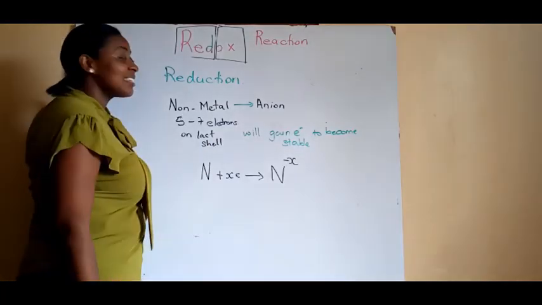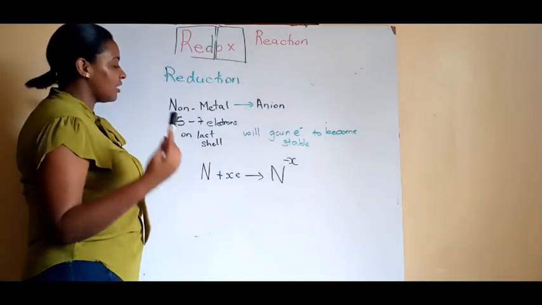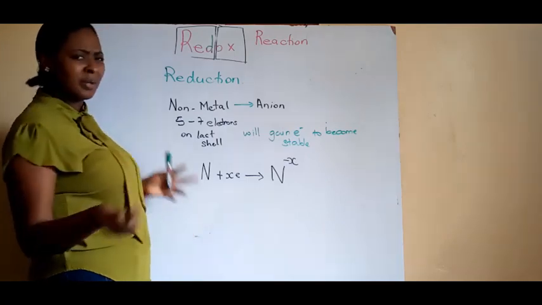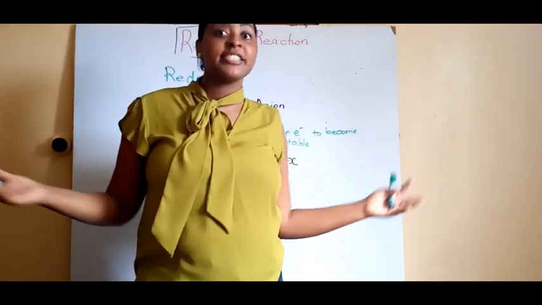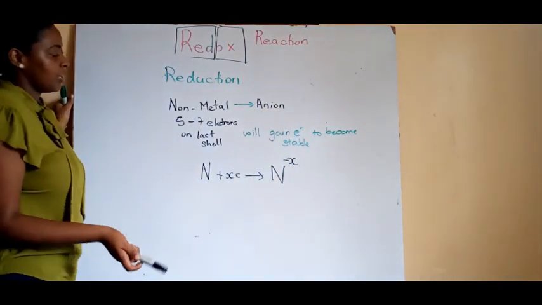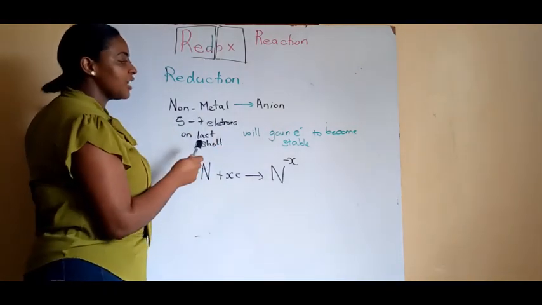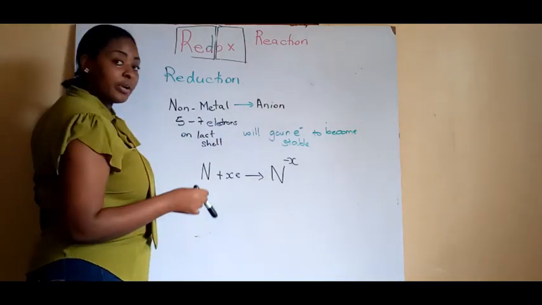Nonmetals have 5 to 7 electrons on their last shell, because remember, nonmetals can have 4 to 8 electrons. So we're going to talk about the ones that have 5 to 7 electrons on their last shell. They will gain electrons in order to become stable.